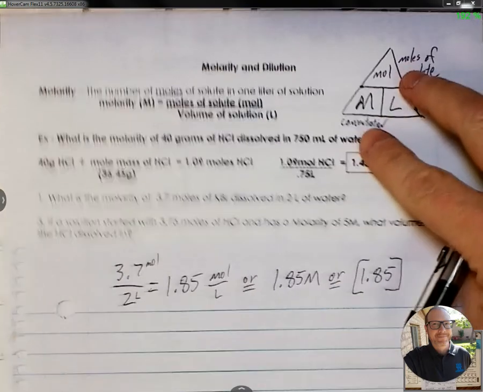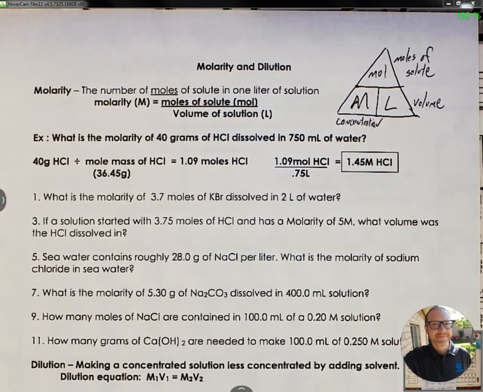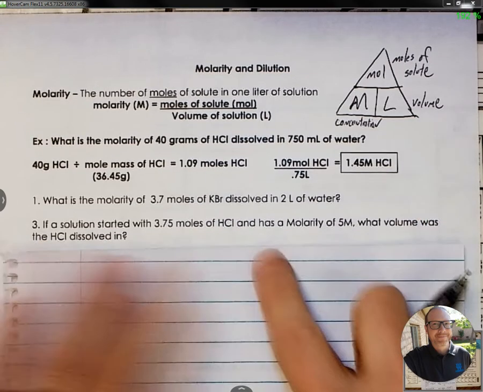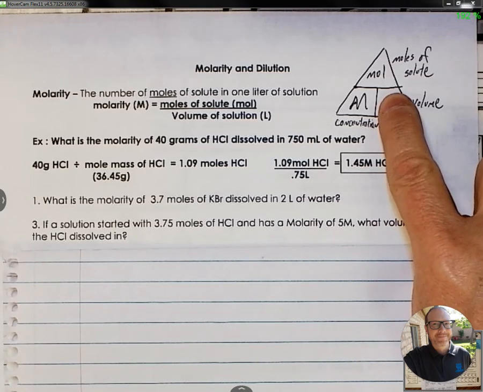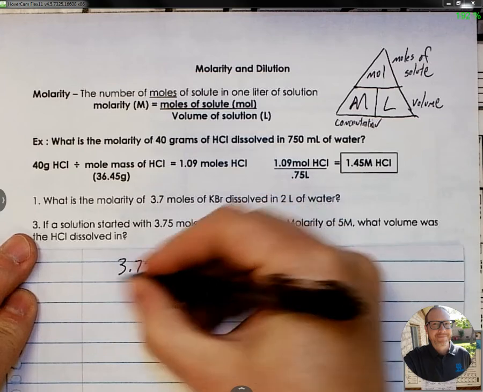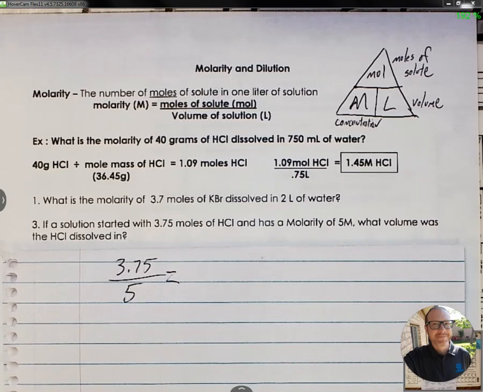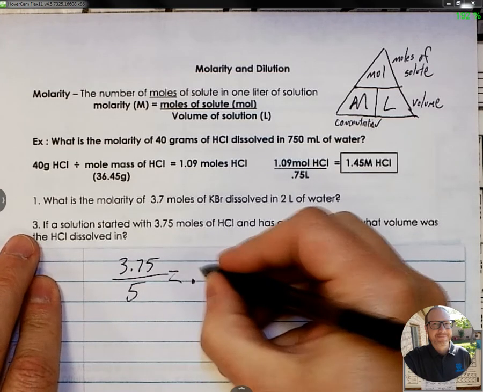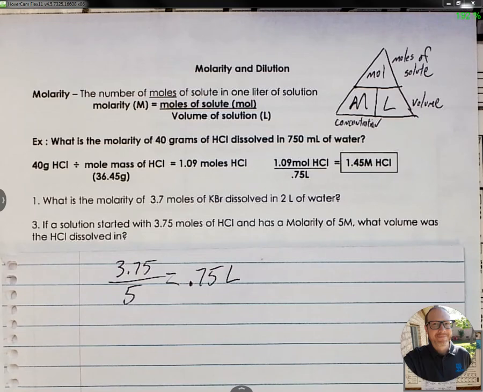Okay. Let's look at number 3, and yes, I know I can't count. If a solution starts with 3.75 moles of HCl and has a molarity of 5 molar, what volume was the HCl dissolved in? So here I'm trying to find volume. I cover up my L, and it's going to be moles divided by molarity, moles divided by concentration. So I'm just going to do 3.75 moles over 5 molar. So 3.75 divided by 5, I get 0.75. What's my units here? Liters. Okay, very good.